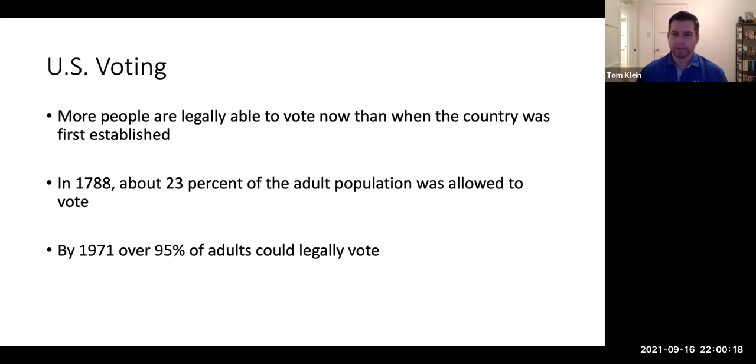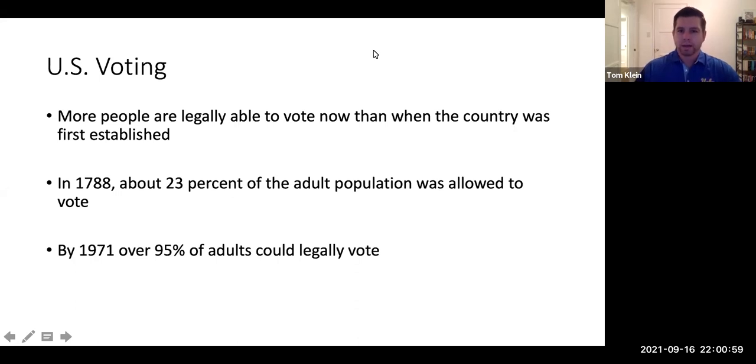Who couldn't vote in 1788? Well, women couldn't vote, right? That eliminates about half the population right there. And then you have people of color; slaves also could not vote. So despite being an old democracy, we were very undemocratic in certain aspects when this country was founded and in our early days. Of course, over time, more and more people have gained the right to vote: suffrage, franchise. And by 1971, over 95% of adults could legally vote.